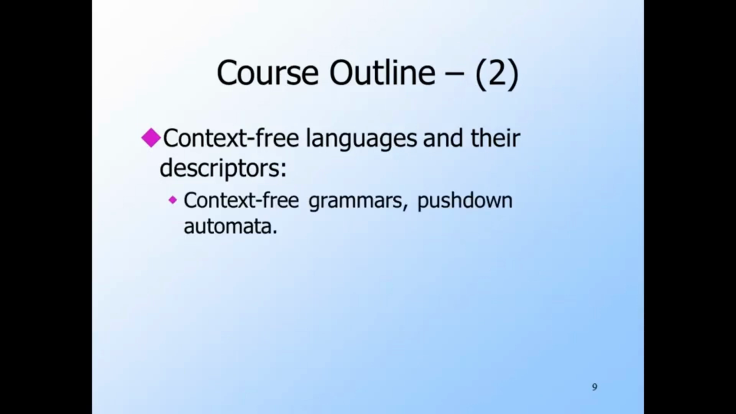We'll talk about two ways to describe such languages. First, by context-free grammars, a recursive system for generating strings, and then by pushdown automata, which are a generalization of the finite automata that we'll use for regular expressions. We'll then repeat our examination of decision properties and closure properties for this larger class of languages.